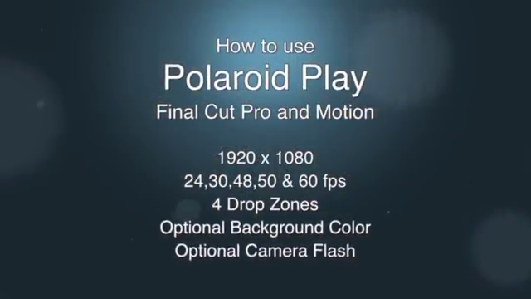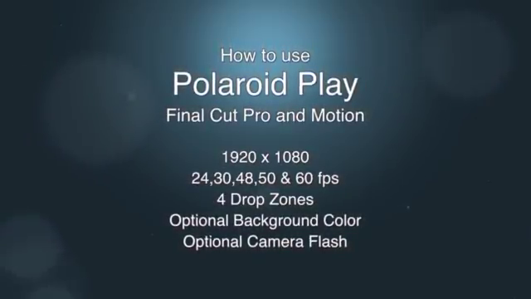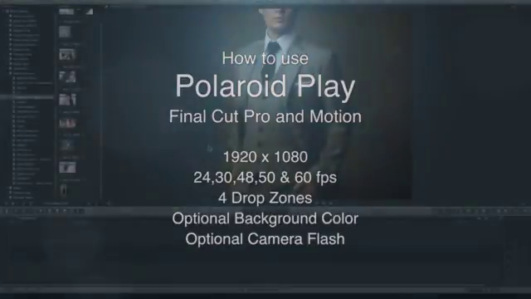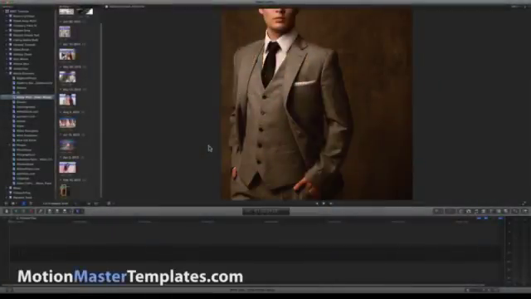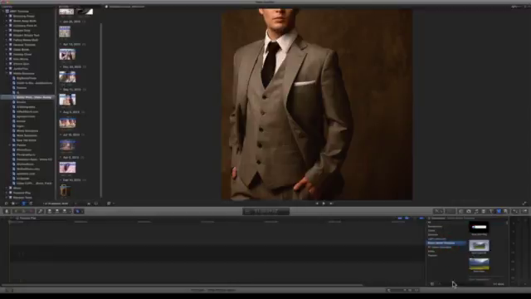Hello, I will now show you how to use Polaroid Play for Final Cut and Motion. The first thing you need to do is go to your generator's browser, go to Motion Master Templates, and then do a search for Polaroid Play.